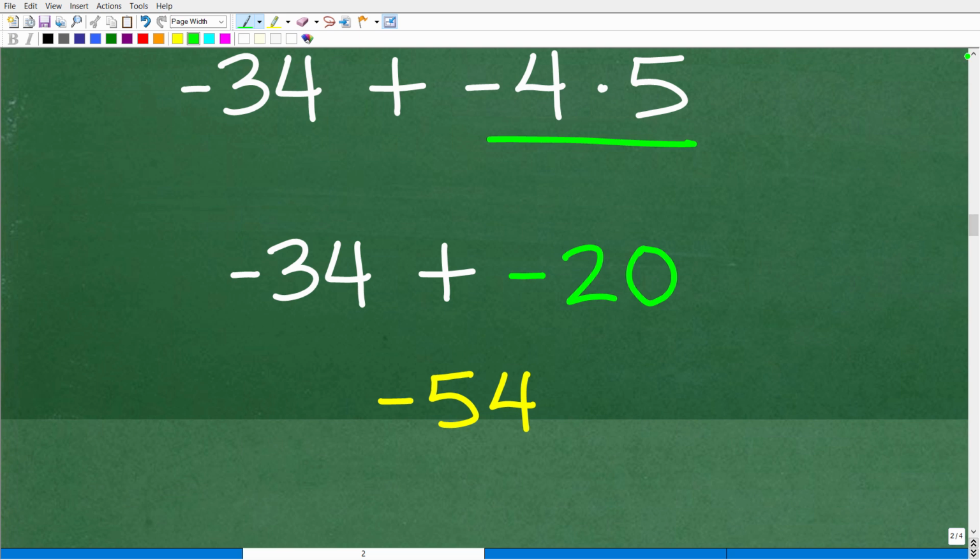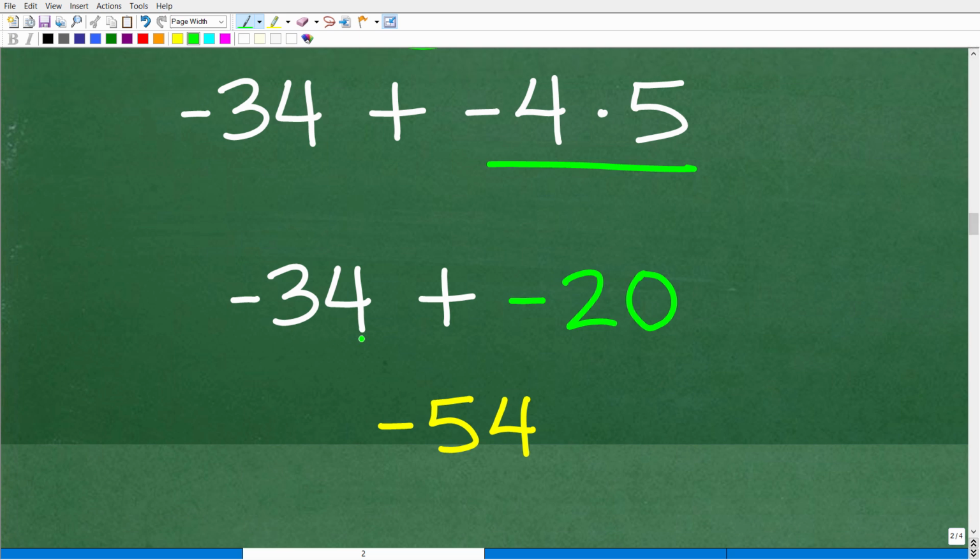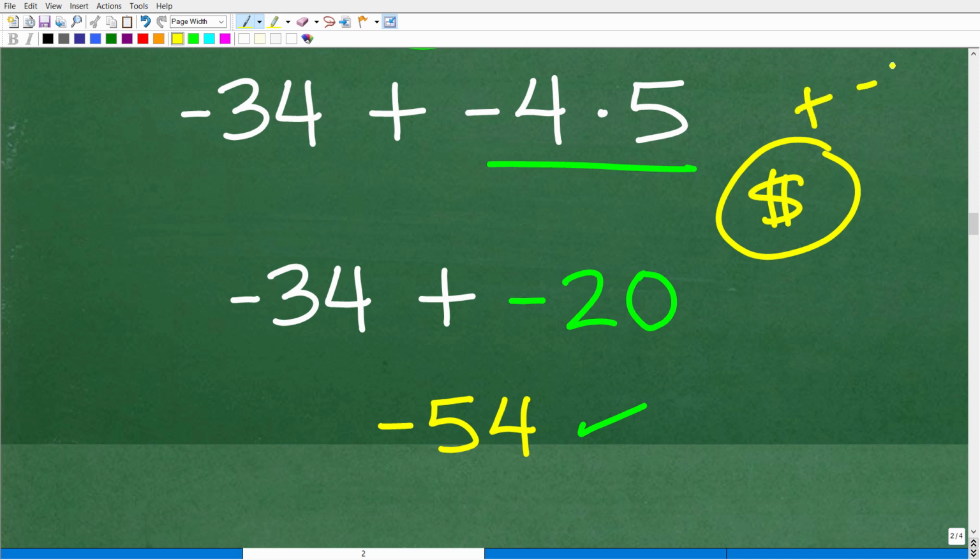All right, so now we're down to this right here. We have negative 34 plus negative 20. Now we are down to adding positive and negative numbers. Of course, you can see the answer is negative 54, a negative 34 plus a negative 20. So what is the rule here when you're adding and subtracting positive and negative numbers? Well, I'm not going to go into the full thing here, but one of the best ways you can learn how to add and subtract positive and negative numbers is to think of money, okay?